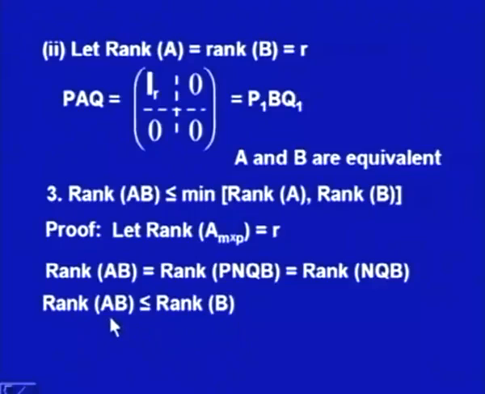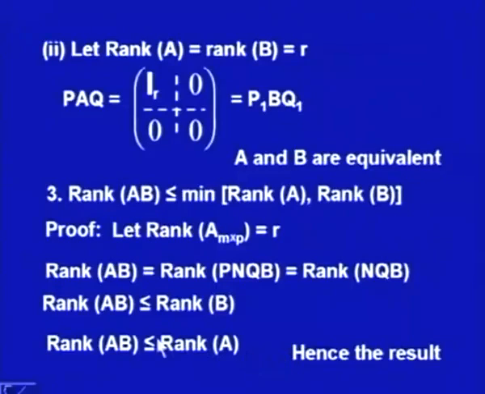And from here, rank of AB is less than or equal to rank of N, and so rank of AB is less than or equal to rank of A. Similarly, one can prove this for B, and now we can combine these two results, and that gives me that rank of AB is less than or equal to the minimum of rank of A and rank of B.